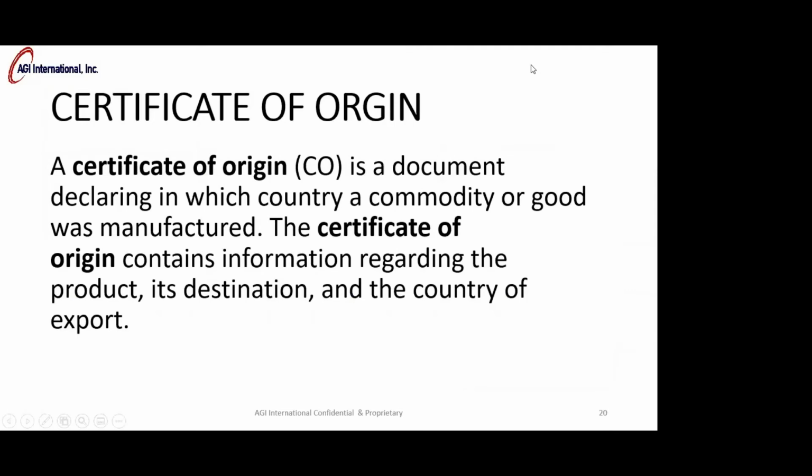Next is the certificate of origin. This document is certified and says this is the country where the commodity and goods are being manufactured. The certificate of origin contains information regarding the product, its destination, and its country of export. And as I said, this has a major impact on tariffs country by country. So it's a critical part of what we need to do.